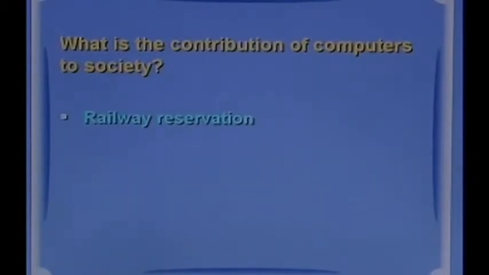The computer operator sitting at the counter enters all this data and within a few seconds issues the ticket to the customer from any originating station in India to any other destination within the country. This is possible because of the networking of computers in the entire country. Imagine a situation when computers were not used for the purpose of railway reservation. People used to struggle a lot.